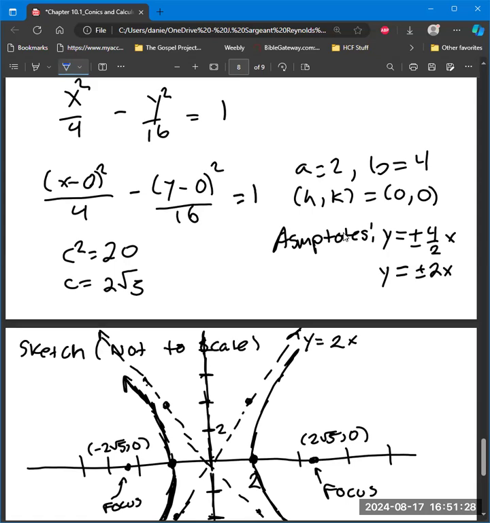My asymptotes are going to be y equals, and because this one is going to have a transverse axis that is horizontal, since that's the positive part, my asymptotes are going to be y equals plus or minus b over a, and b was 4 and a is 2. 4 over 2 is 2, so I get y equals plus or minus 2x.